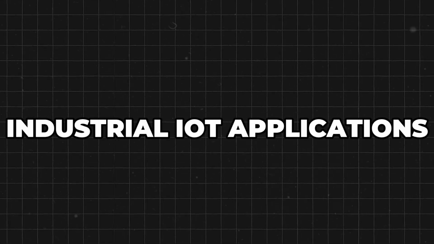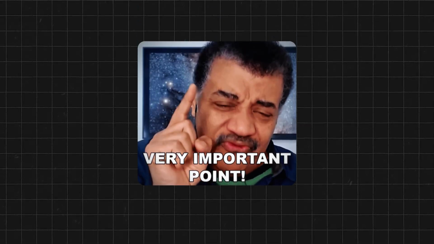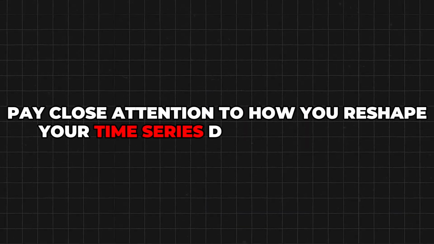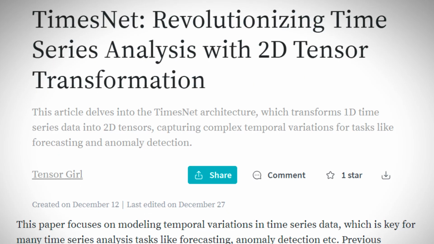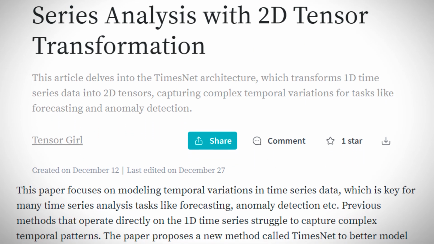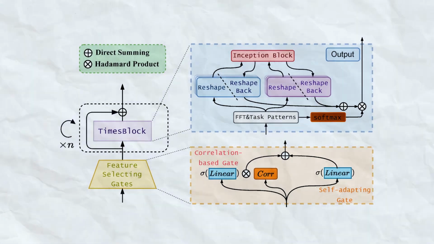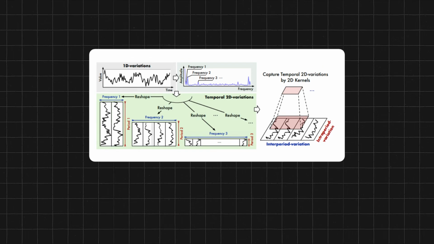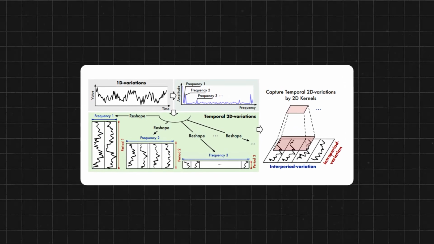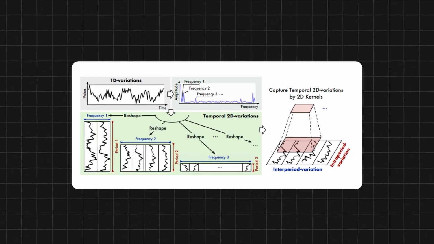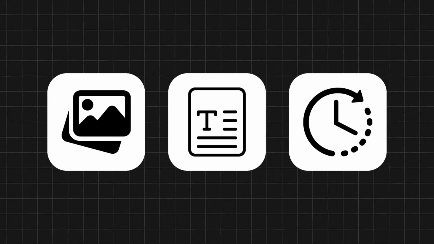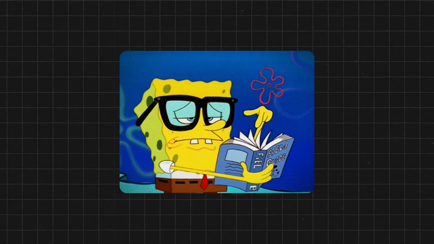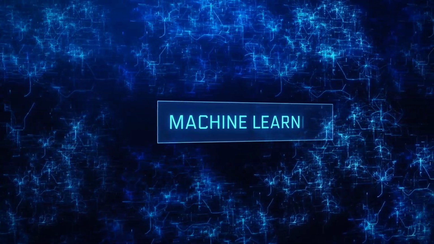A key point to remember: pay close attention to how you reshape your time series data into 2D grids. The effectiveness of TimesNet heavily relies on this transformation, so you'll want to experiment with different grid sizes and reshaping strategies. By implementing TimesNet, you'll round out your understanding of how deep learning can be applied across different data types: images, text, and now time series. This comprehensive knowledge will set you apart in the rapidly evolving field of machine learning.